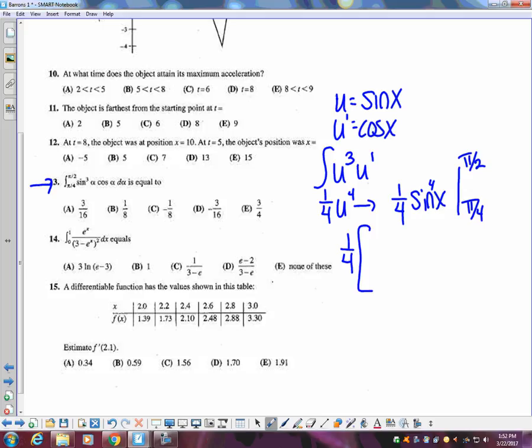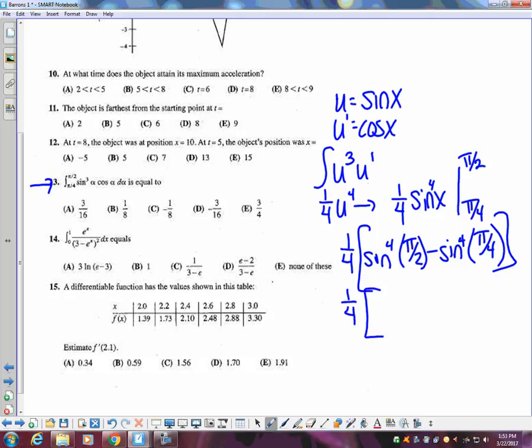So now I'm going to plug in. So sine to the 4th of pi over 2 minus sine to the 4th of pi over 4. All right, pi over 2 is due north, and sine at north is 1, and 1 to the 4th is 1. Sine of pi over 4 is root 2 over 2, and then I need to raise that to the 4th power.